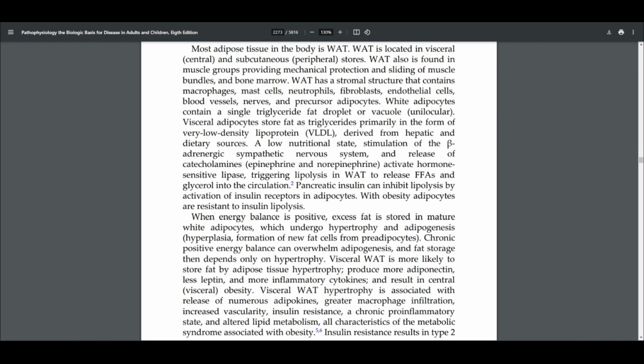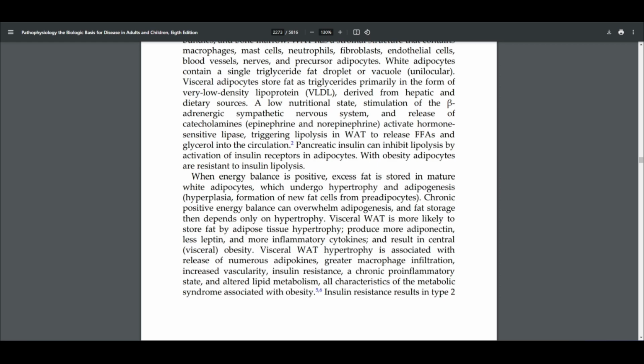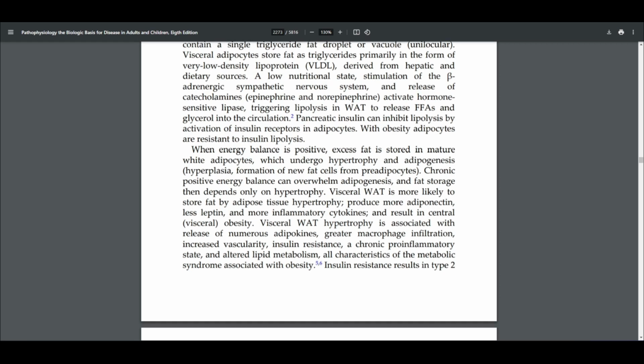Visceral adipocytes store fat as triglycerides, primarily in the form of very low-density lipoprotein, derived from hepatic and dietary sources. A low nutritional state, stimulation of the beta-adrenergic sympathetic nervous system, and release of catecholamines, your epinephrine and norepinephrine, activate hormone-sensitive lipase, triggering lipolysis and what? To release FFAs and glycerol into the circulation. Pancreatic insulin can inhibit lipolysis by activation of insulin receptors in adipocytes. With obesity, adipocytes are resistant to insulin's inhibition of lipolysis.